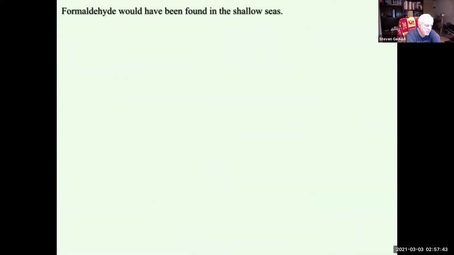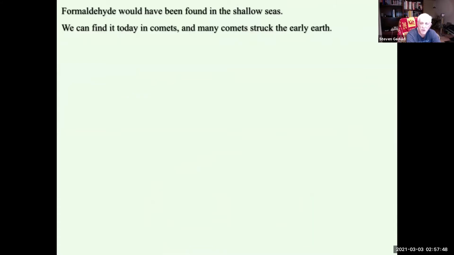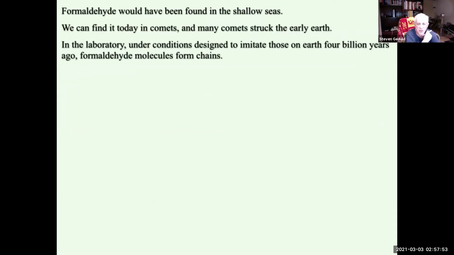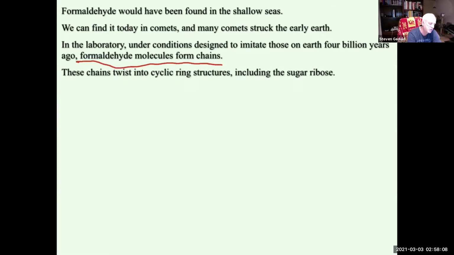Formaldehyde would have been found in the shallow seas. We can find it today in comets, and many comets struck the early Earth at that time. So in the laboratory, under conditions designed to imitate those on Earth 4 billion years ago, formaldehyde molecules form chains, and these chains make ribose, which is a sugar that is needed for DNA and RNA. The chains twist into cyclical ring structures, including the sugar ribose. And RNA is ribonucleic acid. We use the sugar ribose as the backbone.